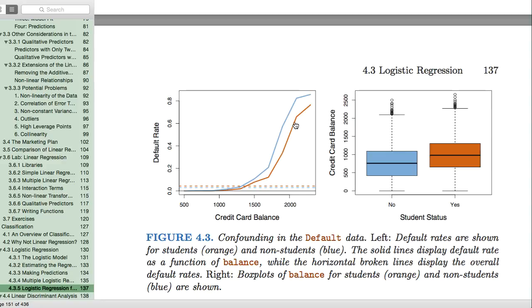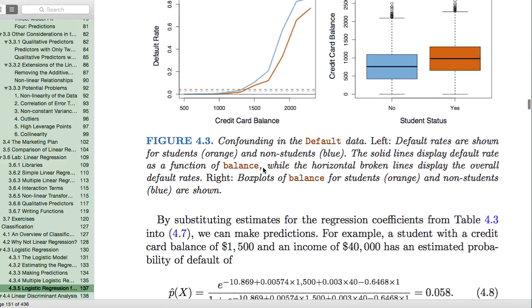But students have a tendency, as we can see by this box plot, that more of the students are up in this range here, and more of the non-students are down in this range here. So this should warn us of the danger of using simple logistic regression in a context where we should be using multiple logistic regression.